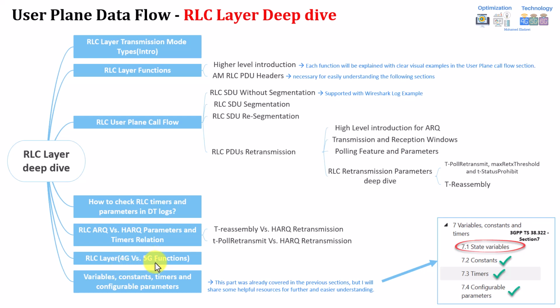This was a very good improvement, and it was also one of the reasons for the latency improvement. The last part will already be covered as you go here. It's related to, as you can see in 3GPP, something called constants. This is related to the window size, timers, and configurable parameters. All this is already covered.